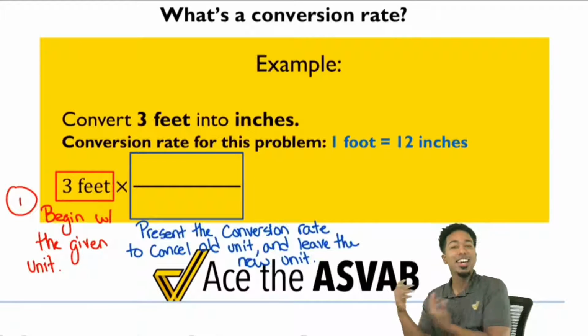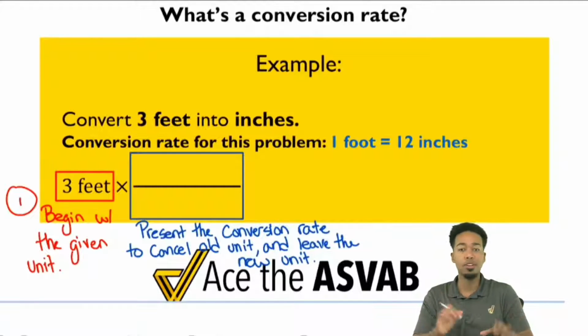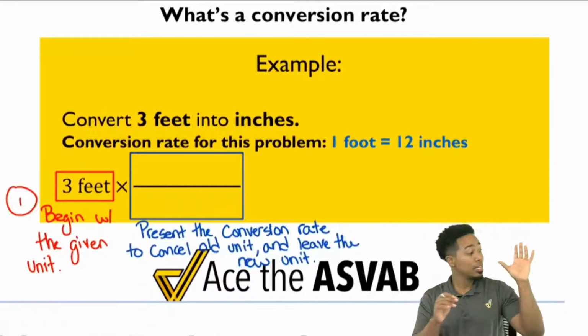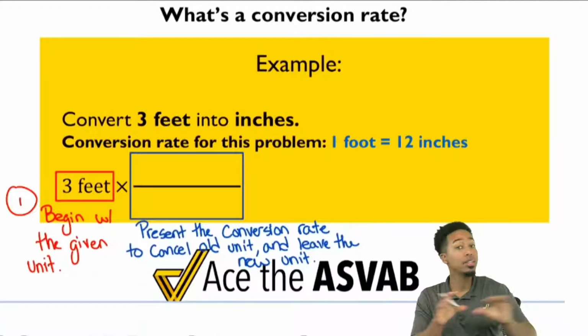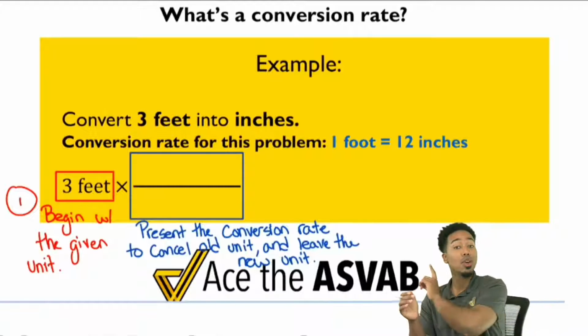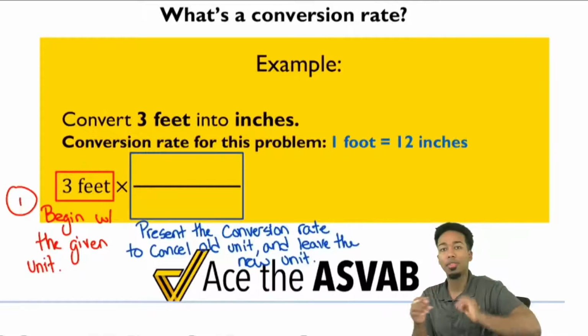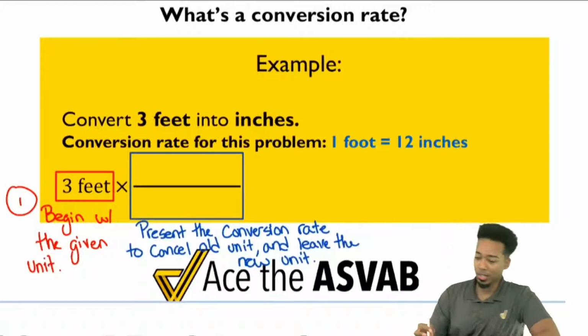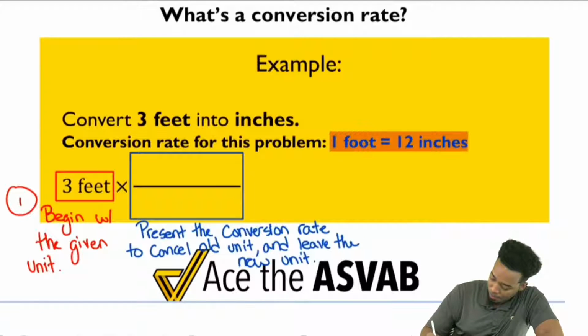You know what it is. A conversion rate is telling you, simply put, this many of this unit equals this many of that unit. That's all the conversion rate is. And you have to memorize these. We'll talk more about that in a moment, but you're going to have to memorize those. So right here, that's your conversion rate.